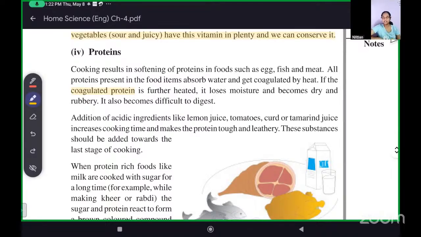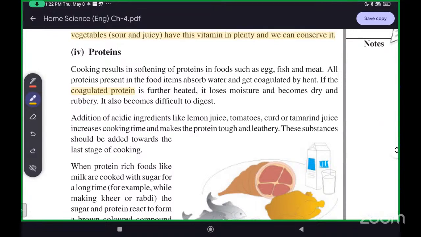It thickens, and it somewhat becomes hard. The protein. Then addition of acidic ingredients like lemon juice, tomatoes, curd, or tamarind juice increases cooking time and makes the protein tough and leathery. These substances should be added towards the last stage of cooking.